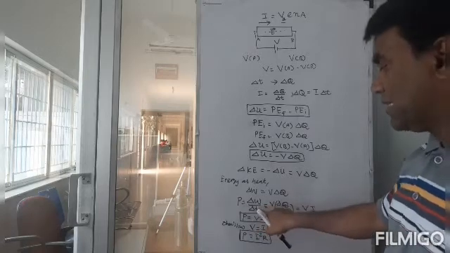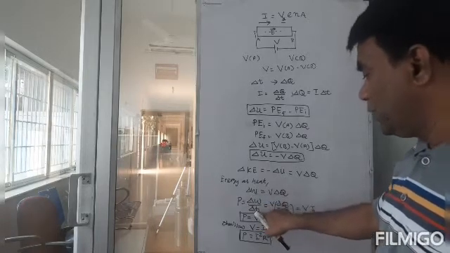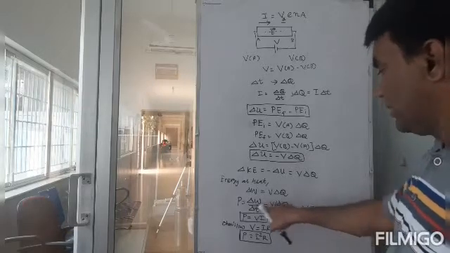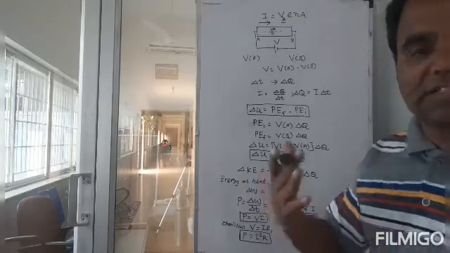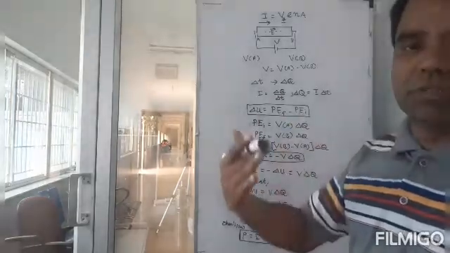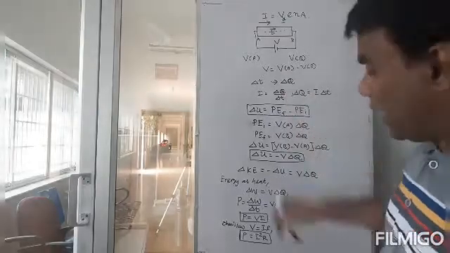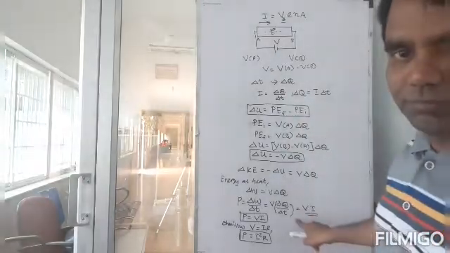And then power is delta W by delta T. That gives you V into delta Q by delta T, which is I. So you get P is equal to VI. This is an equation you already came across in the lower classes. But now you know why this equation is true.